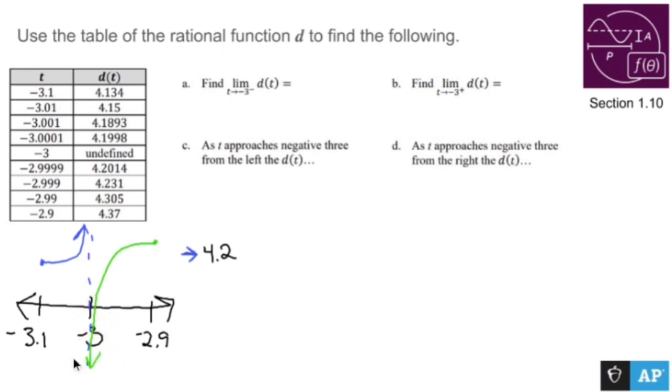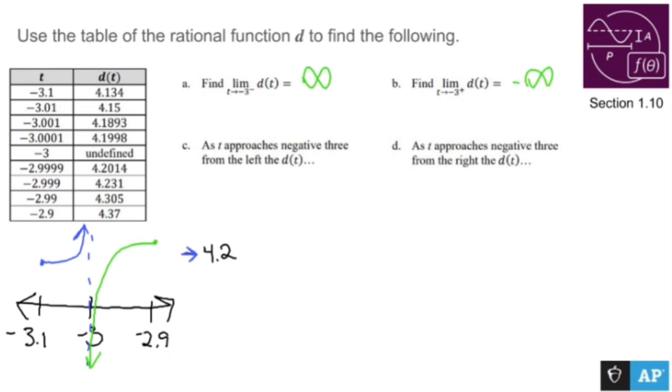Okay. So now based off of this picture, we can answer some of these questions. The limit as x approaches -3 from the left means I'm traveling from the left and I'm moving up as I go towards -3, so my answer is going to be positive infinity. The limit as t approaches -3 from the right means I'm coming from the right, I'm approaching -3, and then I shoot downward, which means it's negative infinity.